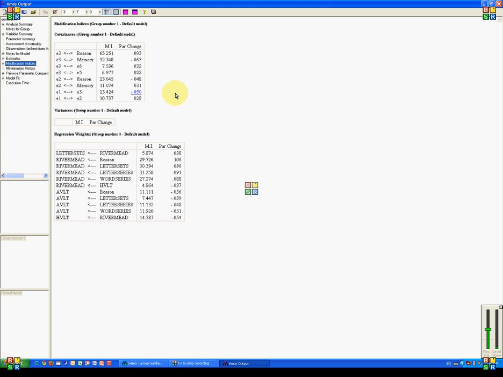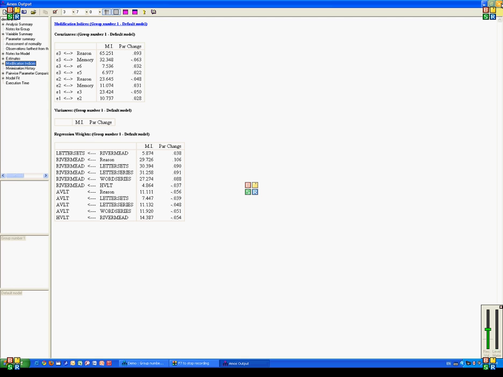Now your homework says just free up the largest correlated uniqueness, it doesn't matter what factor. And that's just for the purposes of the homework. But in real life, when you free up correlated uniquenesses, you usually try to do so between 2 uniquenesses within the same factor. E1 and E3 fits that bill, and the program tells us if we free up that correlated uniqueness, we may see a chi-square improvement of up to 23 points. So let's go ahead and do it.